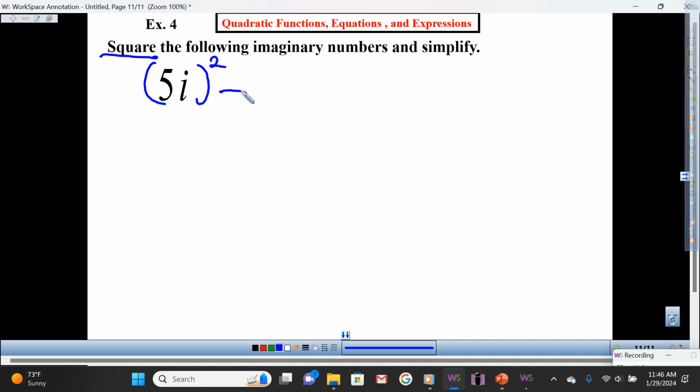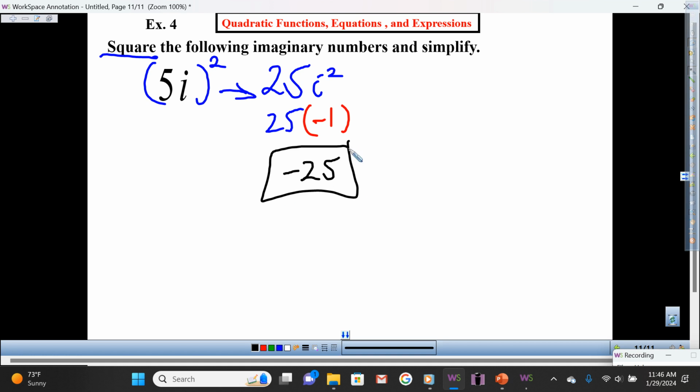So here we go. What is 5 squared? 25. What is i squared? And of course, after that we do what, everyone? Substitute what? -1. Bring down the 25. So what is 25 times -1? -25. Let's go. Oh, yeah. This is too easy, right?